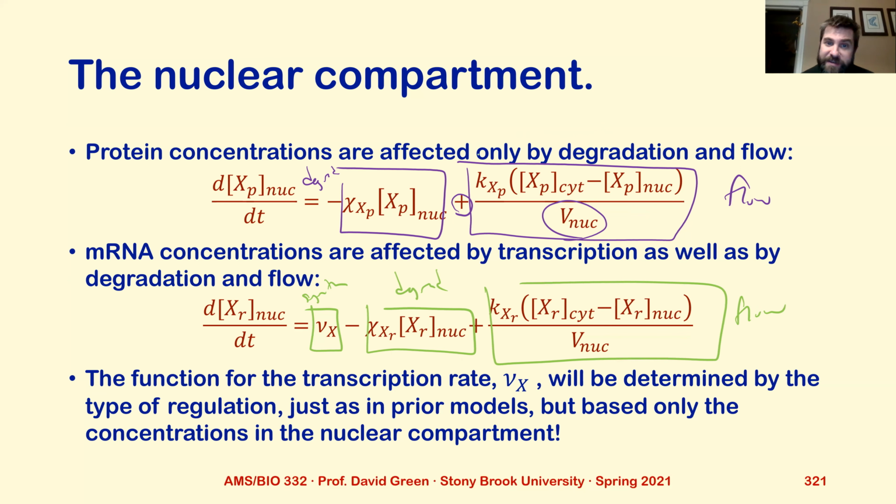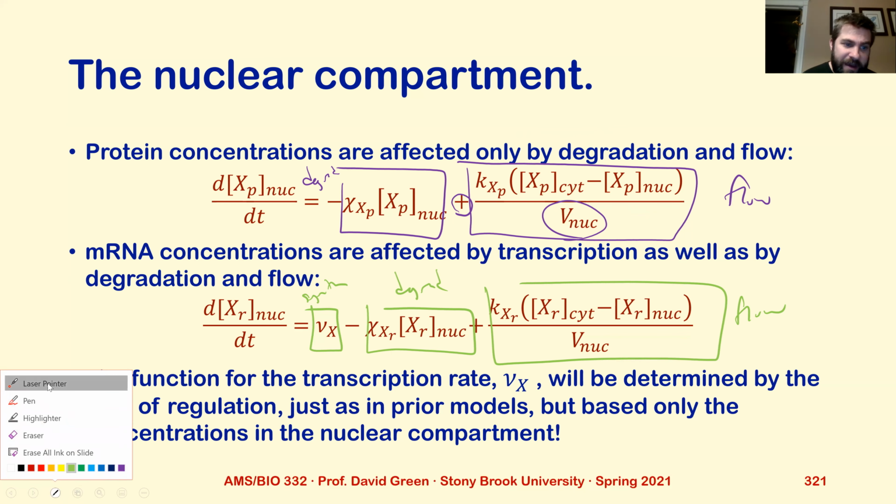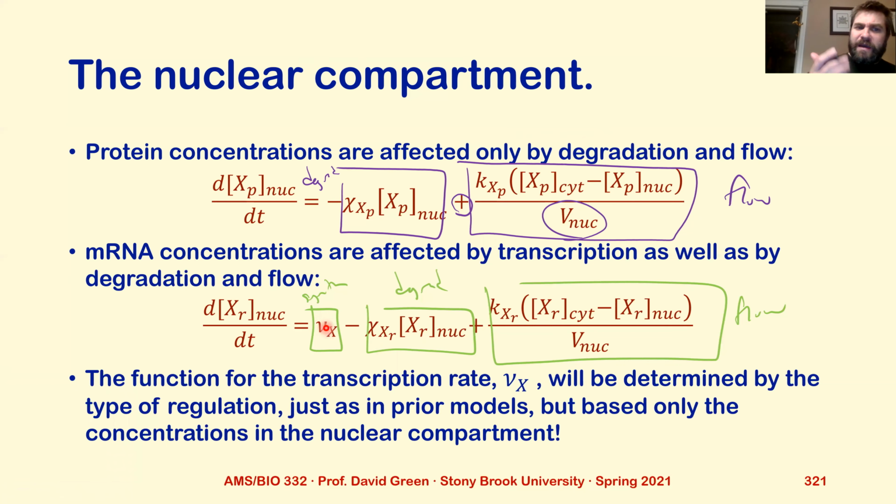Again, important to note that the degradation terms have the nuclear concentration that we're worrying about, and the same thing for the synthesis piece. I've used a generic nu X notation here for mRNA synthesis, because in all the models we've discussed so far, this is where all of our control has been, right? And the exact function for the transcriptional rate will be determined by what kind of regulation do we have. Is it unregulated?